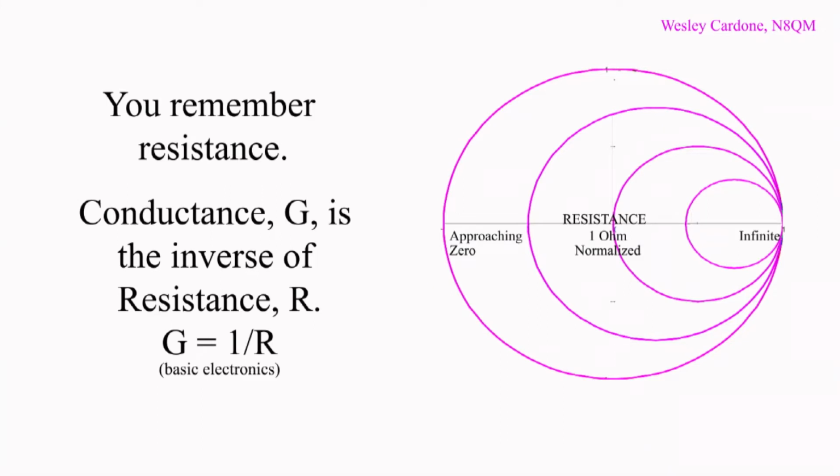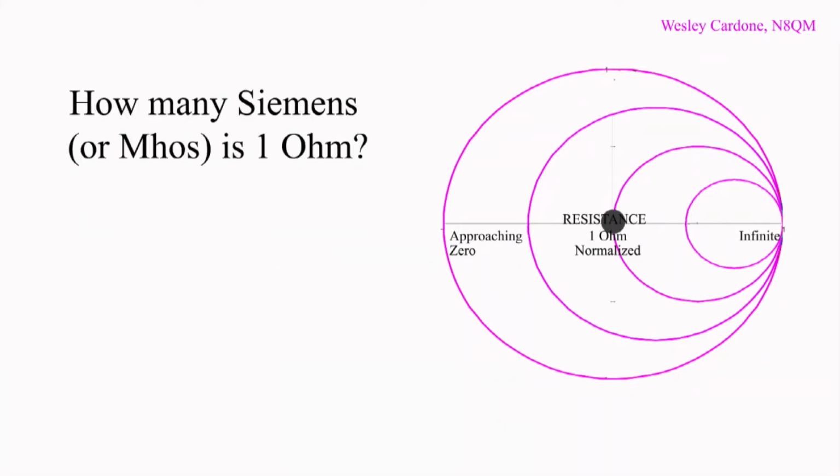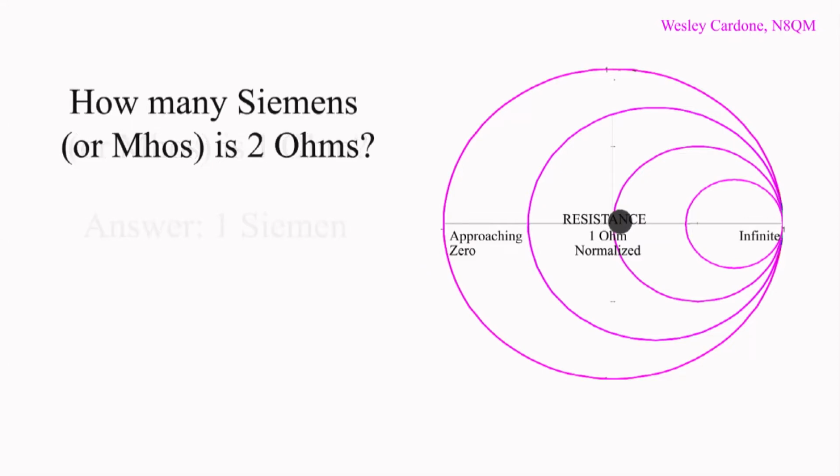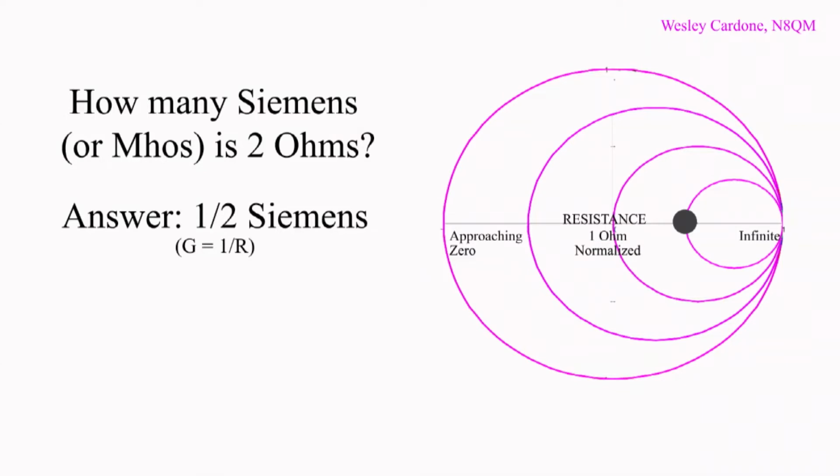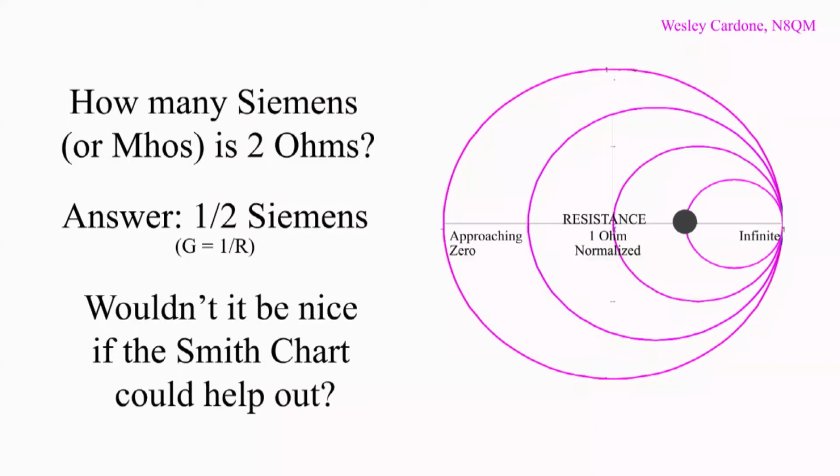Okay, let's take an example. How many Siemens is 1 ohm? Well, let's think. Maybe I did pick a really hard example. Let's see. What is 1 divided by 1? Let me think. Admittedly, that was a tough one. Let's try one that's a little easier. How many Siemens is 2 ohms? Well, the answer is, what is 1 divided by 2? I don't know, maybe that was a little hard. So this is where Smith's chart will come to the rescue.